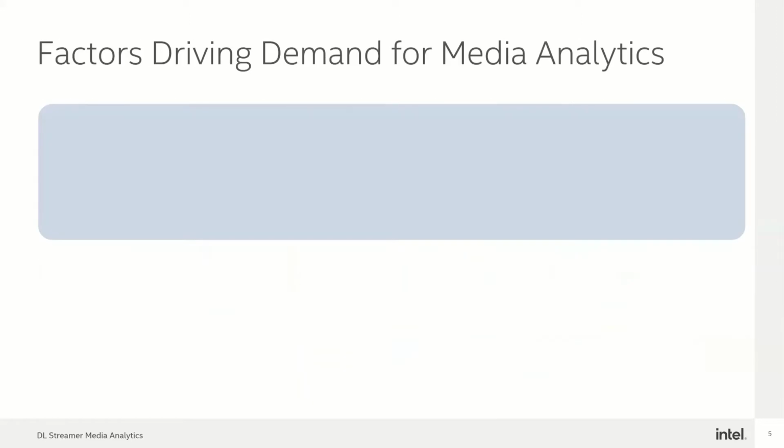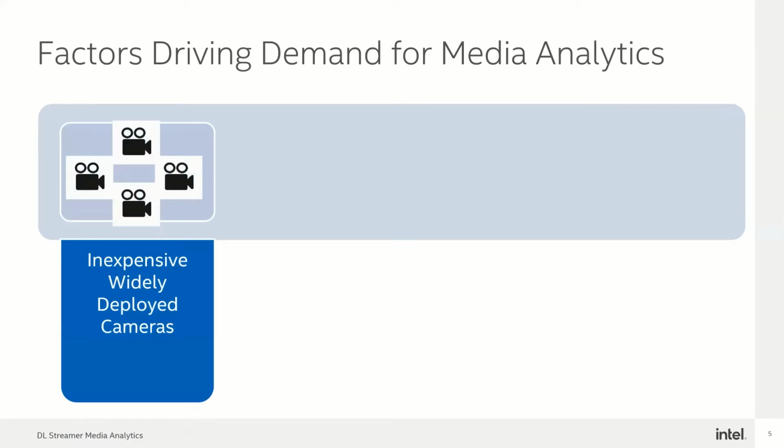Now, we're seeing an increased demand for media analytics, but it's also good to step back and understand what's driving that demand. Why do we see that in the industry, as well as from a daily perspective? One thing that we've seen quite a bit is inexpensive, widely deployed cameras. People can get cameras very easily: web cameras, door cameras, et cetera. So there are lots of cameras and a lot of data available for people. Obviously that leads to reasons to process that data and make use of it.